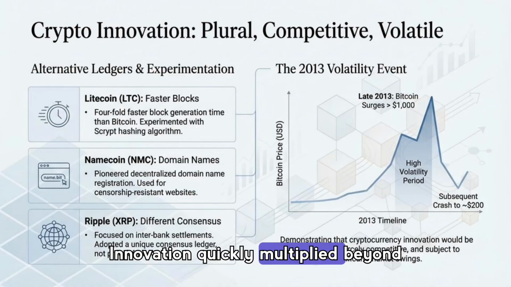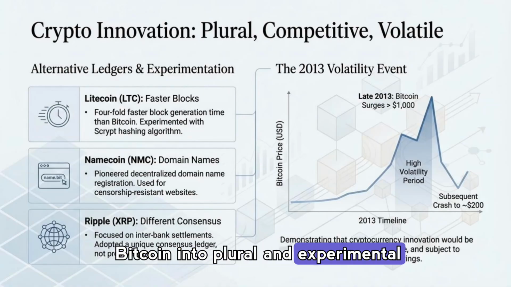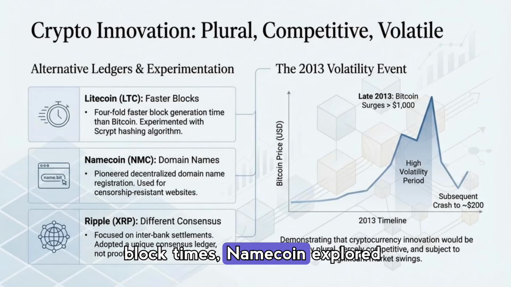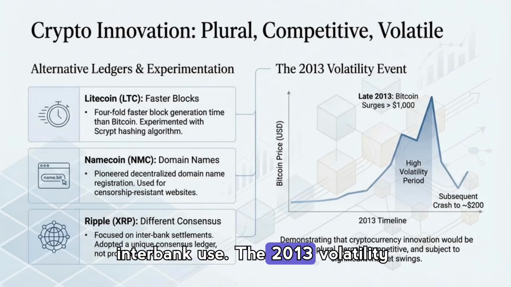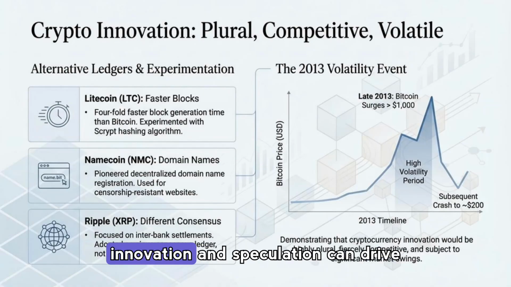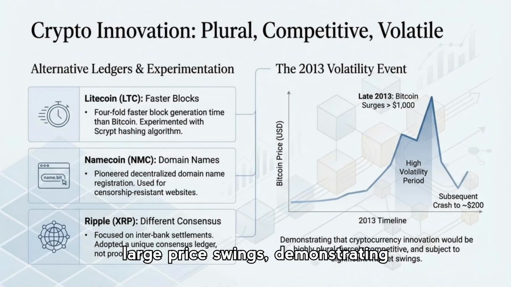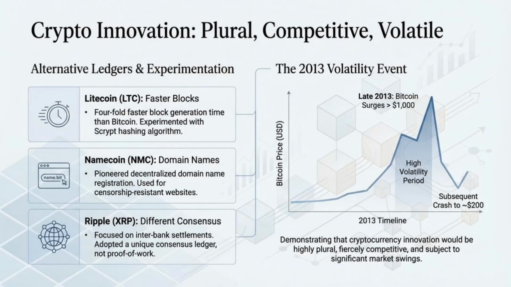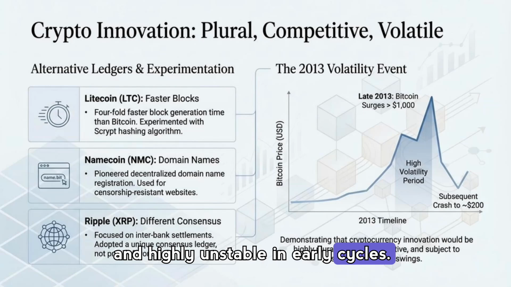Innovation quickly multiplied beyond Bitcoin into plural and experimental ledgers. Litecoin pushed faster block times, Namecoin explored decentralized naming, and Ripple tested alternate consensus for interbank use. The 2013 volatility chart here shows how rapid innovation and speculation can drive large price swings, demonstrating that competition and market sentiment made crypto both vibrant and highly unstable in early cycles.